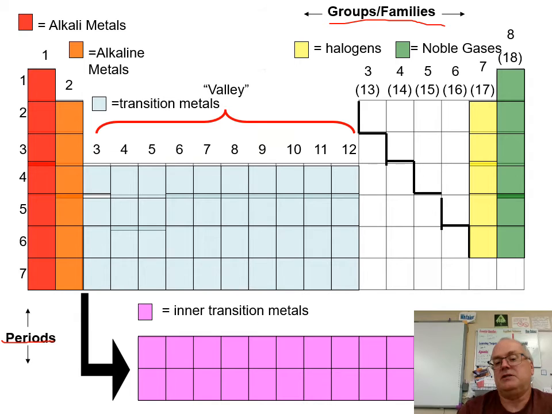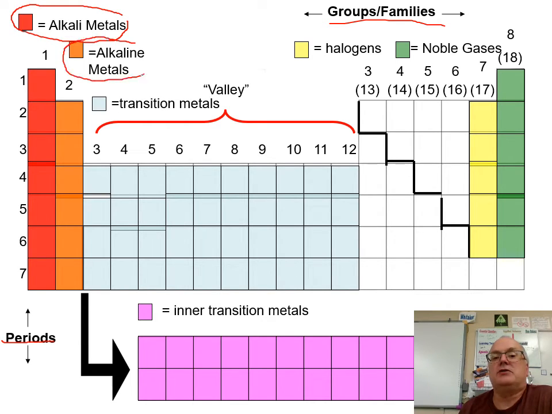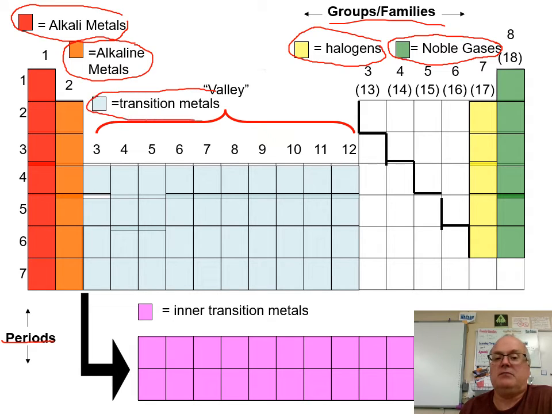This is referred to as the inner transition metals, or sometimes called the rare earth elements, and you're going to color that purple. So the colors you will need for the key: red is going to be the alkali metals, orange will be the alkaline metals, yellow is the halogens, noble gases are going to be green, the valley or transition elements will be blue, and you will have the inner transition metals here as purple.